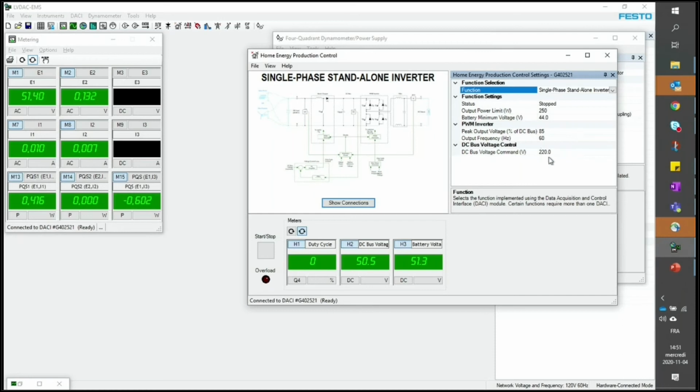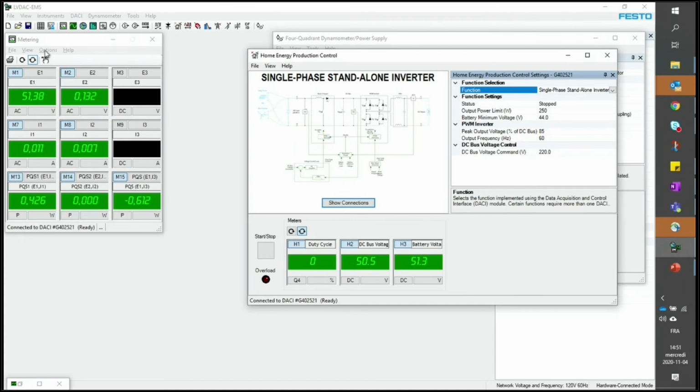And finally, the DC bus voltage command here, I set to 220 volt. Theoretically, it should be 200 volt to get 120 volt at the output of the inverter, but because of the losses that we have in the inverter circuit, I set it to 220 to get exactly 120 at the output.